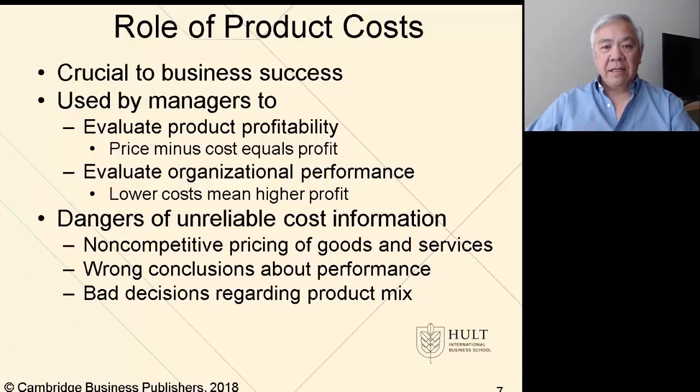Next, there are dangers of unreliable information. First of all, you may be acting with bad data, so you'll be pricing your product incorrectly, either too low or too high, both of which are problems. Next, you may make wrong conclusions about performance. You may think a product is doing great when in fact you're losing money. And finally, you may have bad decisions regarding product mix. Let's say you have three different products A, B, and C. You may be pushing through your merchandising and marketing efforts the wrong product and actually selling the lesser profitability goods instead of the one that makes you the most money.